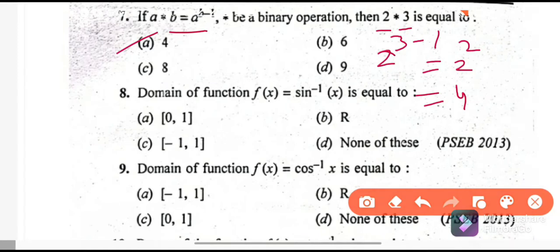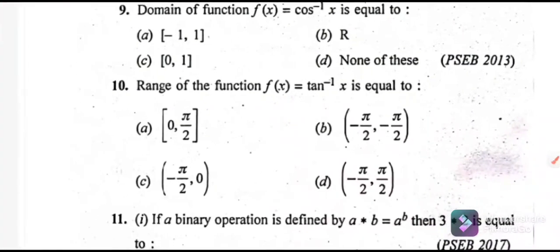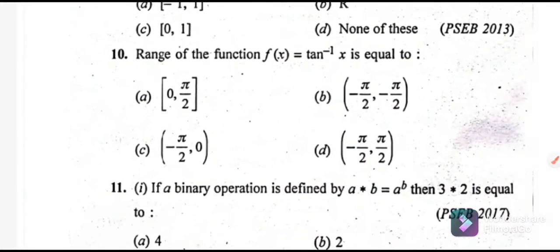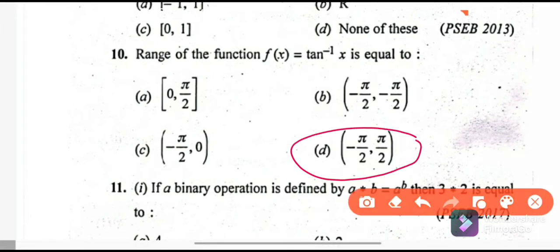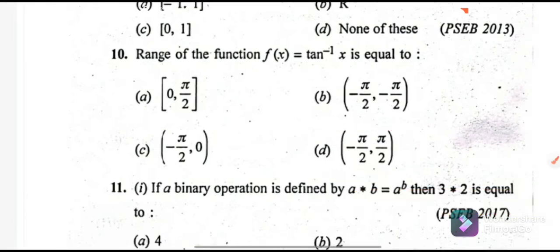Next, domain of function f(x) is equal to sine inverse x is equal to minus 1 to 1. Next, domain of cos inverse x is equal to minus 1 to 1, closed interval. Next, range of the function f(x) is equal to tan inverse x is equal to D option, open interval minus pi by 2 to pi by 2.